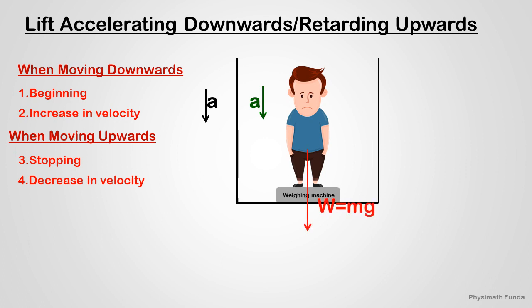Here also, your weight mg is acting downwards. If the reaction the weighing machine exerts on you is mg, then you will be at rest. But you are not at rest, but moving downwards with an acceleration a. So the entire weight mg is not required to be cancelled by the reaction force exerted by the weighing machine, because the effect of a force ma is visible. So the entire weight mg is not cancelled, but only a part of it, which is mg minus ma, is cancelled by the weighing machine.